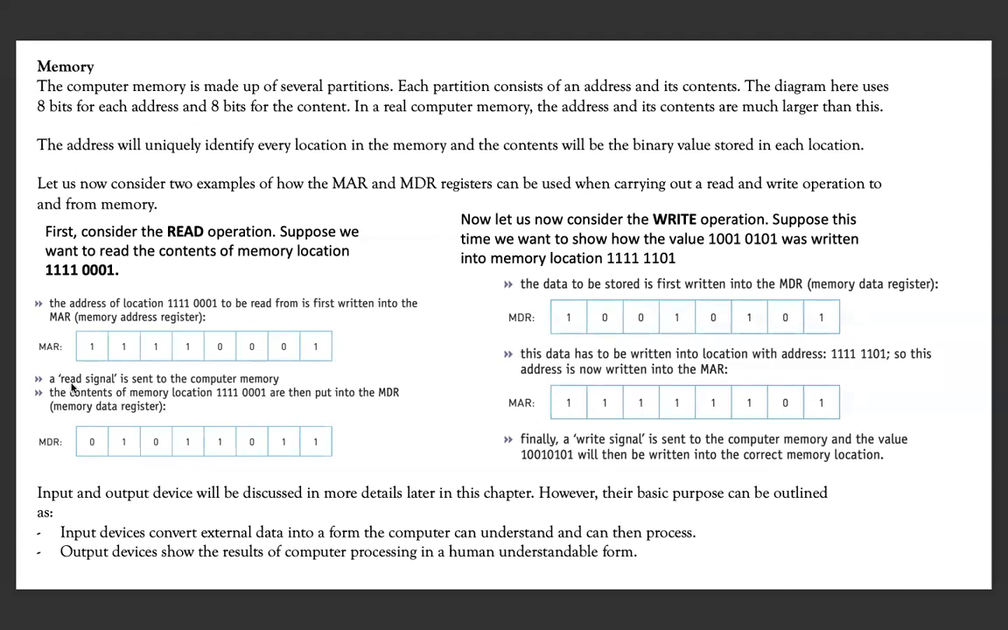If a read operation is carried out, the control unit must have sent a read signal over the control bus. And since the same memory that we're talking about right now is also connected to the control bus, it will receive the control signal as well.